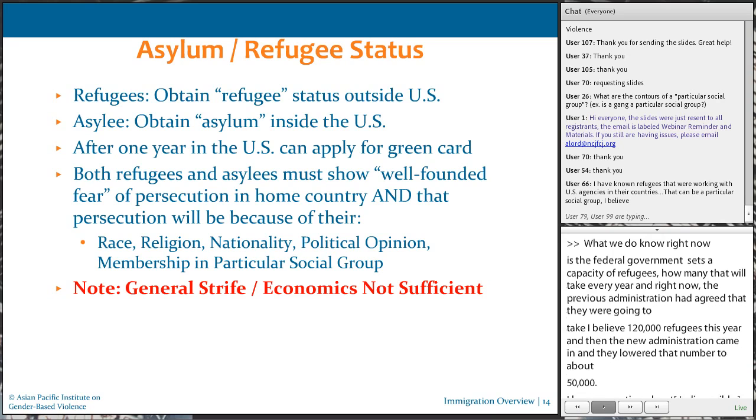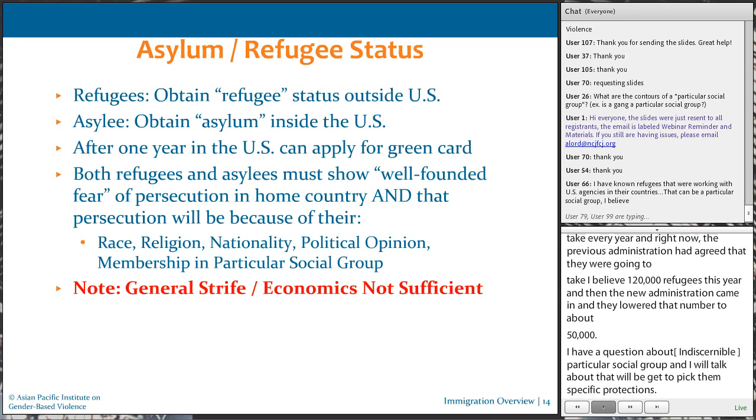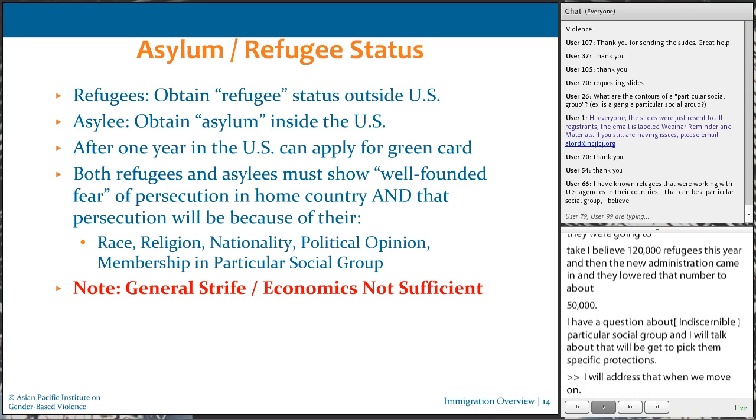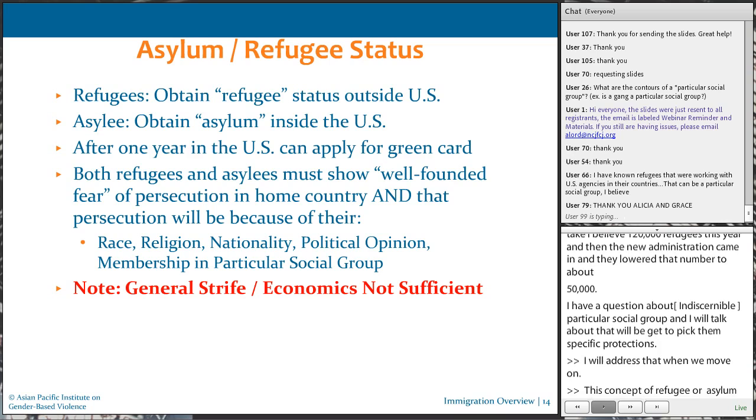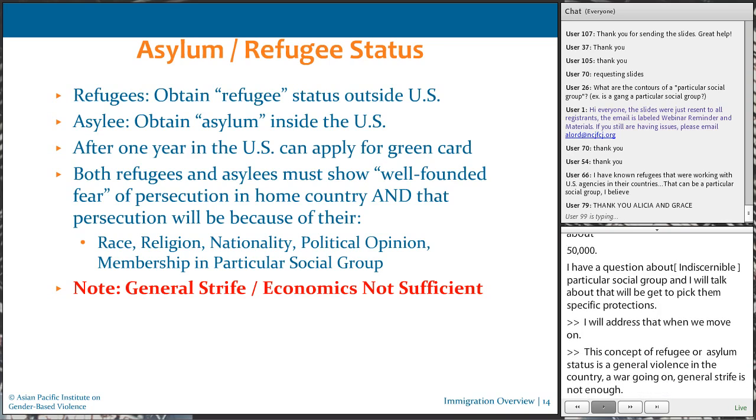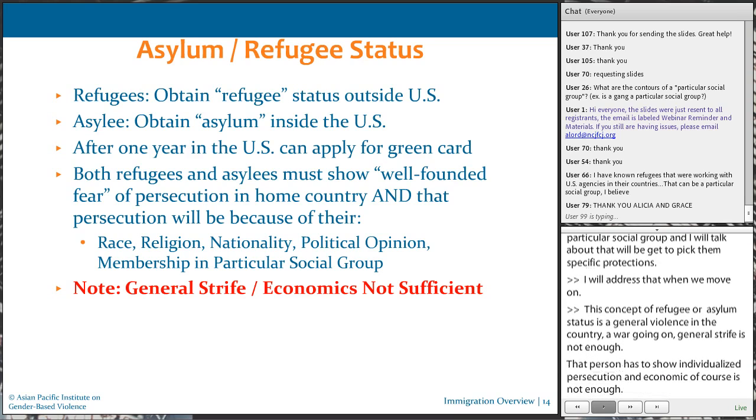But this concept of refugee or asylum status is, general violence in the country, a war going on, general strife is not enough. That person has to show individualized persecution, and then economics, of course, is not enough. There have been cases in the past where people can show they were particularly targeted in an economic way, that they might be able to apply for status, but generally poor economic conditions in the country is not enough.